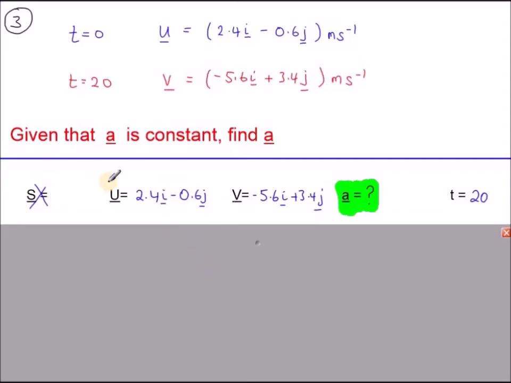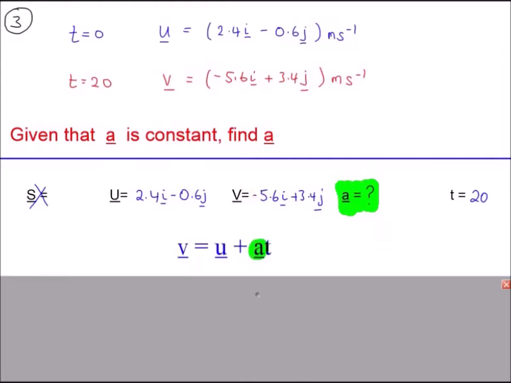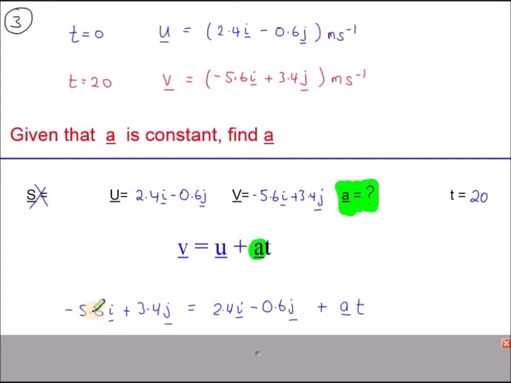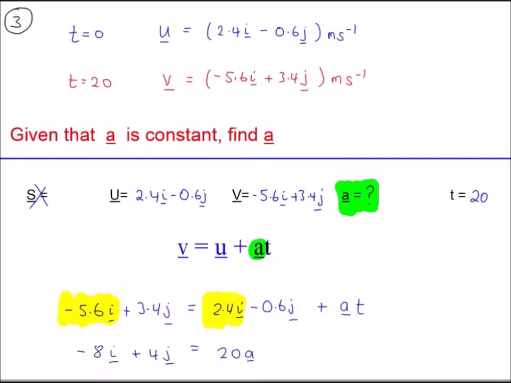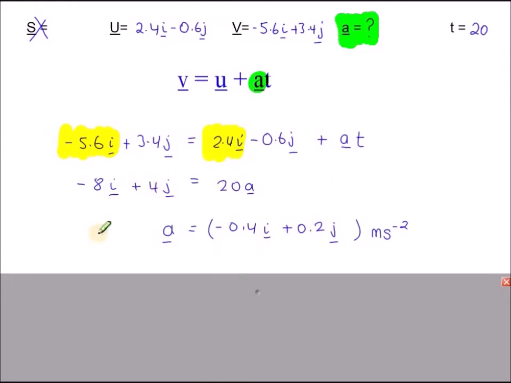So we start off with our basic variables here. We're not interested in the displacement. We've got initial velocity, velocity at 20 seconds, and we're after the acceleration. v is equal to u plus at, our vector SUVAT formula. We substitute our values in, and now we need to rearrange. We've got an i term on the left hand side, we have an i term on the right hand side. If I move this term to the other side, so minus 5.6i minus 2.4i, and we do something similar with the j terms. Now we've got this, and then divide by 20 throughout, and we have our acceleration vector.